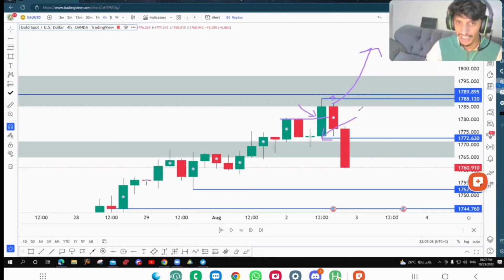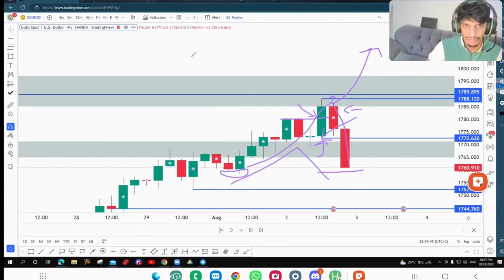But since we had an inside candle and we had a break of that containment candle, we very much came back to the start as if this was a post breakout. It's a post breakout.